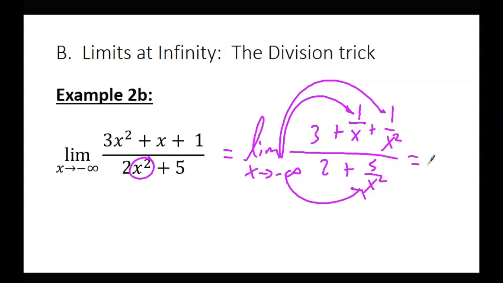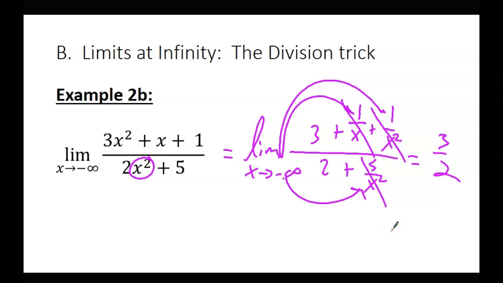Austin, what's our final answer? It's 3 over 2. Because when you plug in the infinity, this goes to 0, this goes to 0, this goes to 0, and all you're left with is 3 over 2. Now, what's the shortcut for this one?